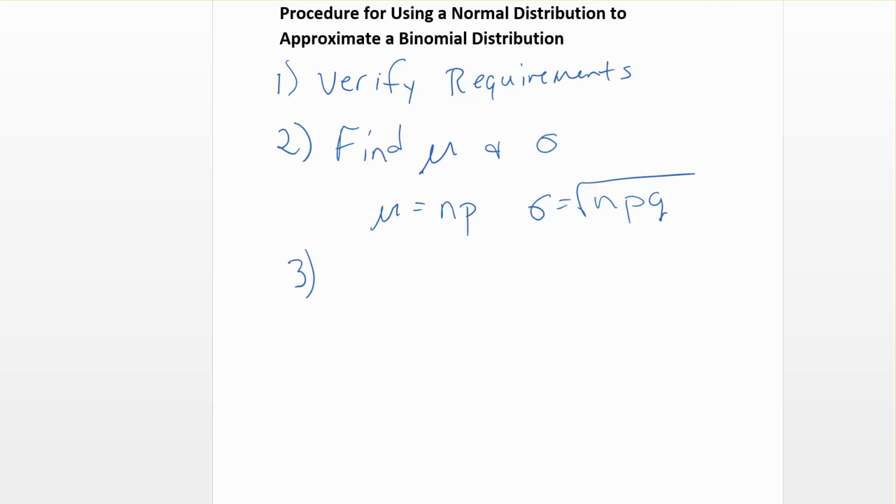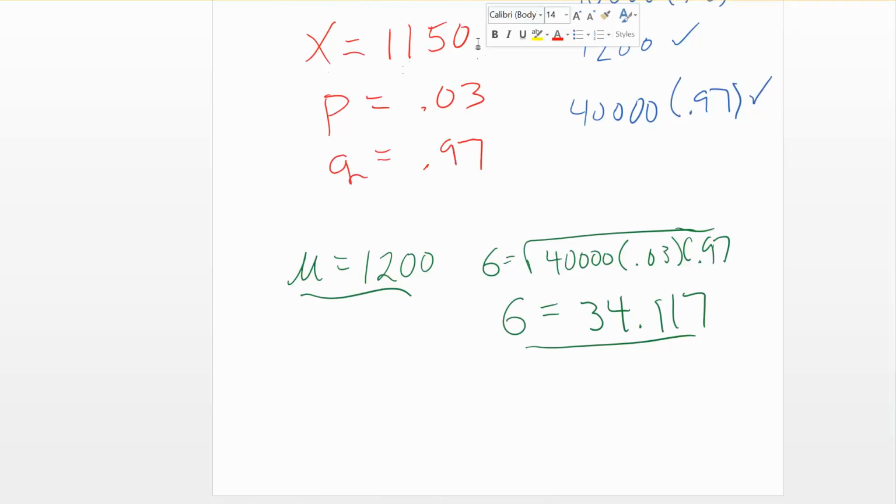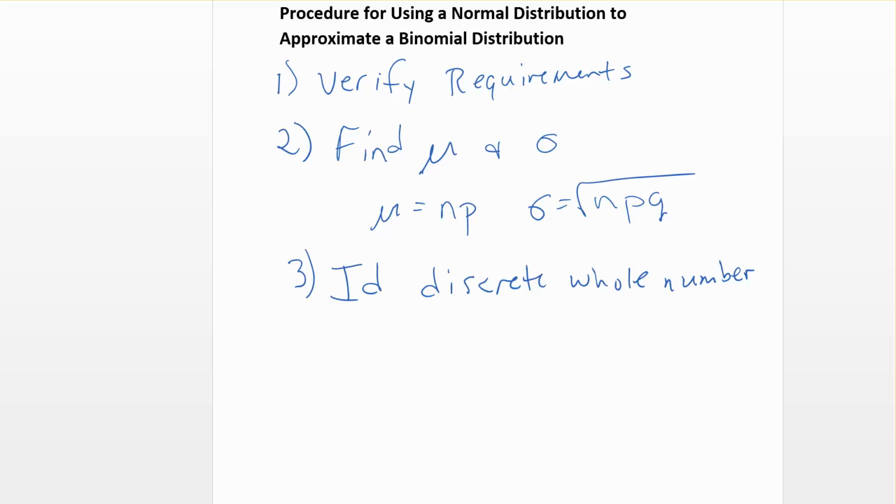Step 3 now in the procedure is to identify, I'm just going to put ID, identify the discrete whole number that is relevant to the binomial probability problem. So in our case, our discrete whole number that we're interested in is the 1150 number. Right there, that is our discrete whole number. So now that we have our discrete whole number, we can move to 4.